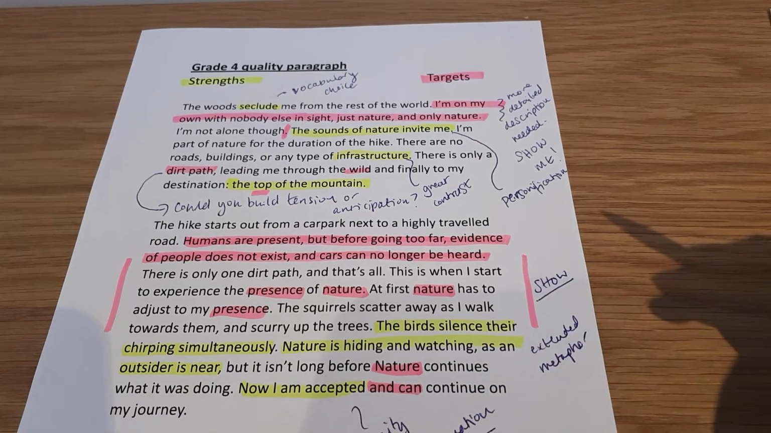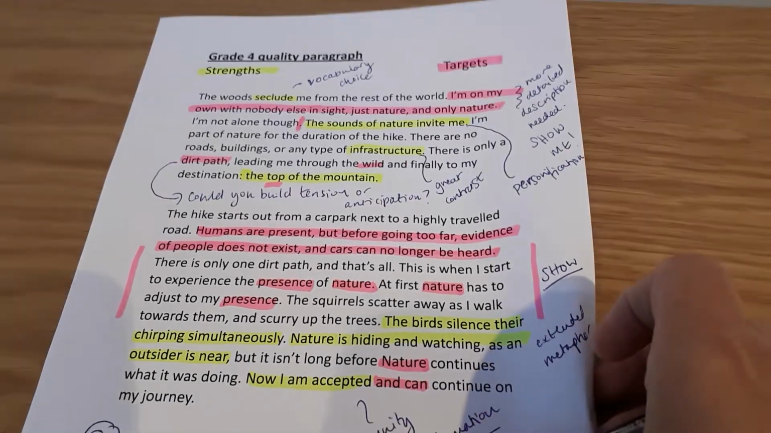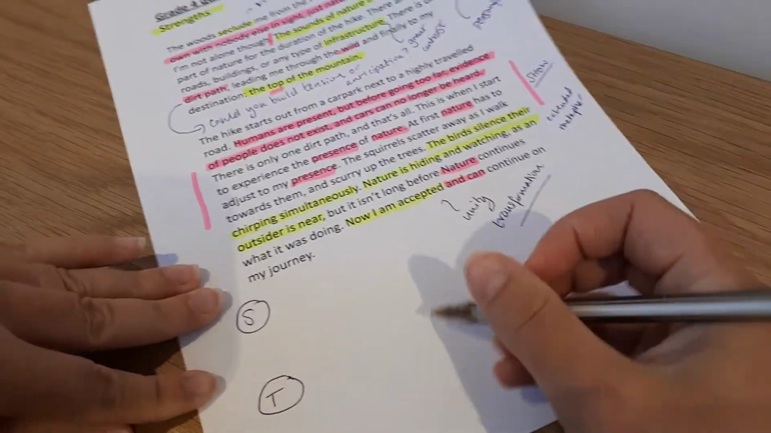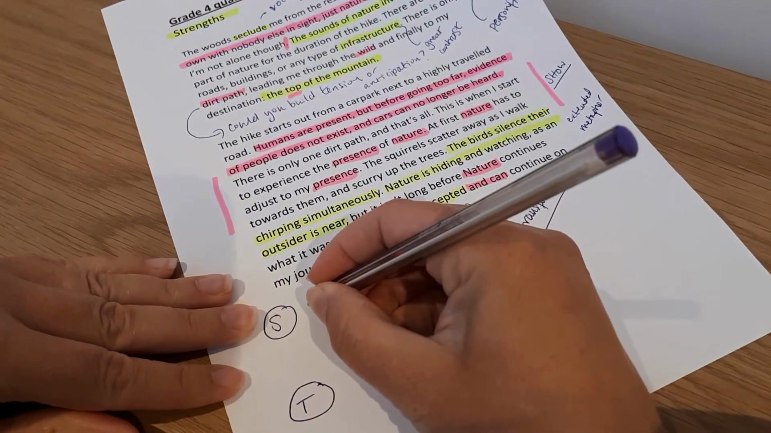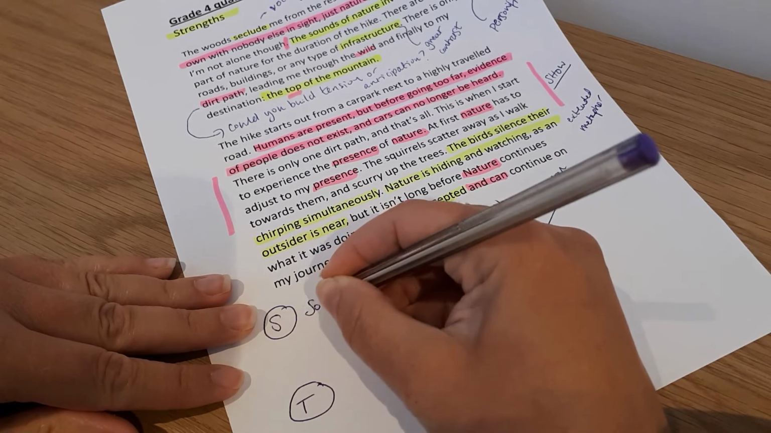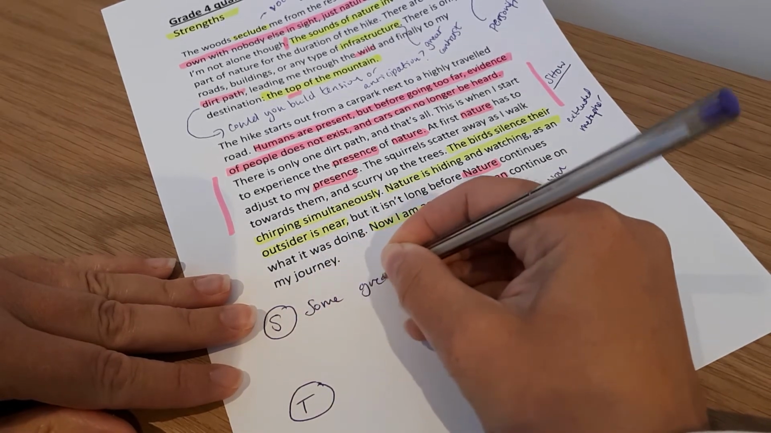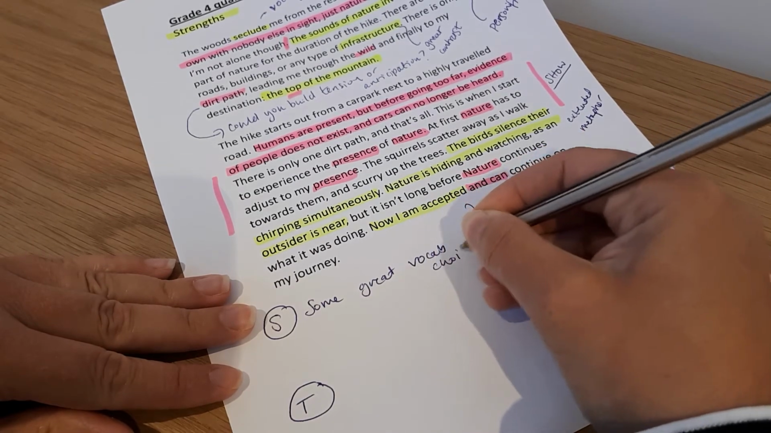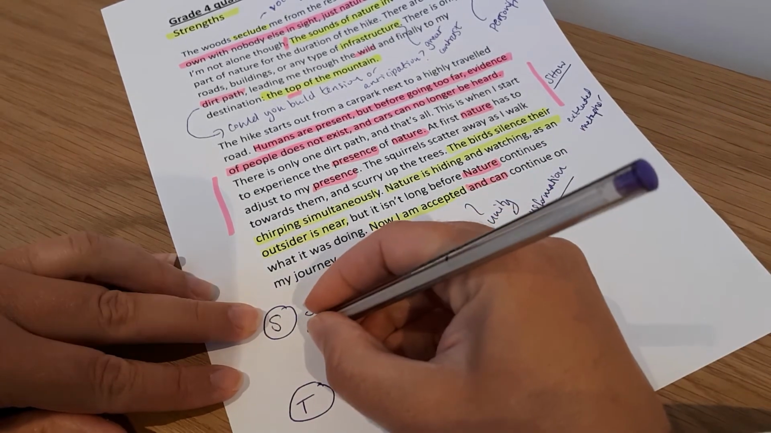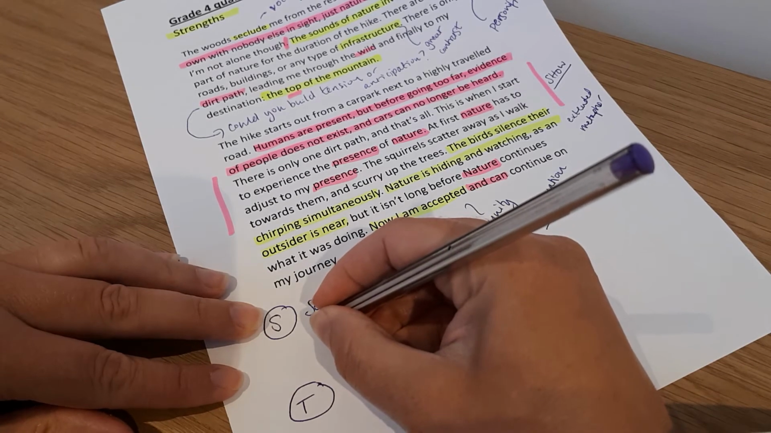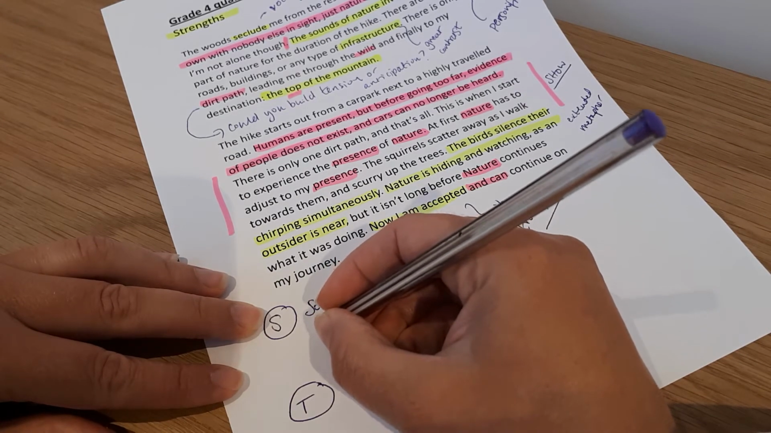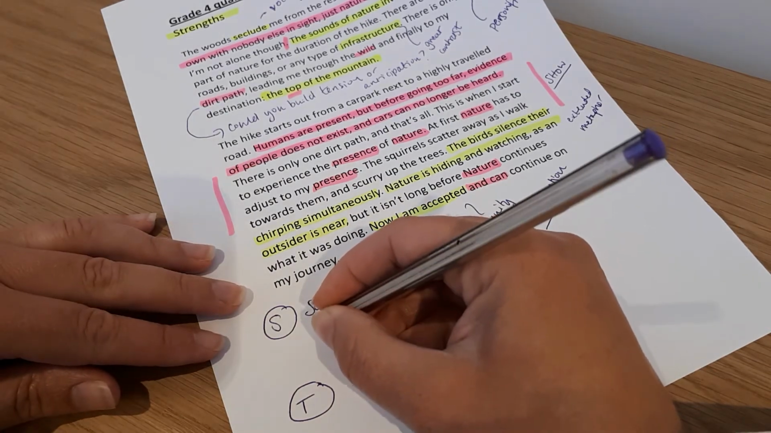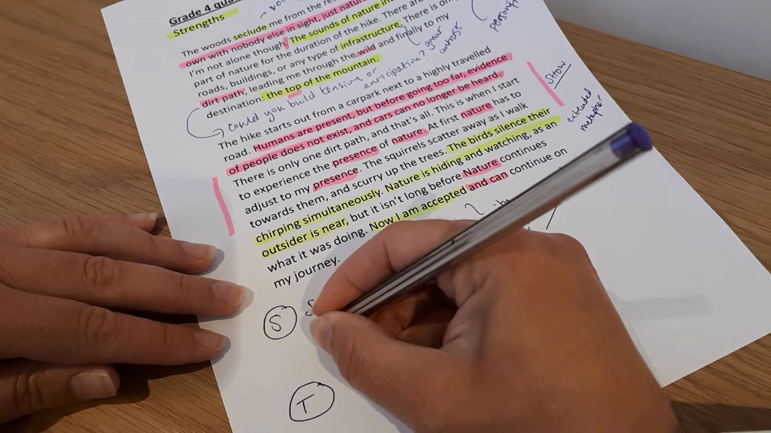But there could be more done here to get a little bit more description and to make it a little bit more vivid. So if I was going to assess this, I would say that there are some really great vocabulary choices. I also think some really structurally interesting ideas. So the use of contrast and this idea of personifying nature is really, really interesting, okay?